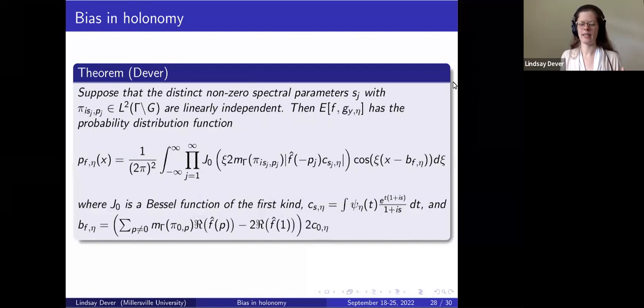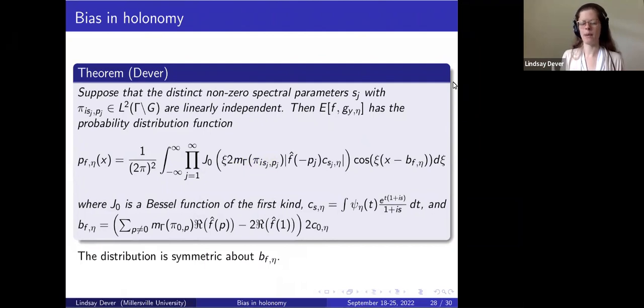Okay, so this might look very scary, but it's given by this integral over J0 Bessel functions, which are well understood. And then the only thing that is still mysterious are these multiplicities of representations. So I'm going to talk about what that means in my next talk and why that shows up. But the moral here is that we have a distribution and it's symmetric about our bias constant. Although I do want to warn you that the hypothesis of linear independence isn't always met. Okay, but if it is, we have this really nice case.